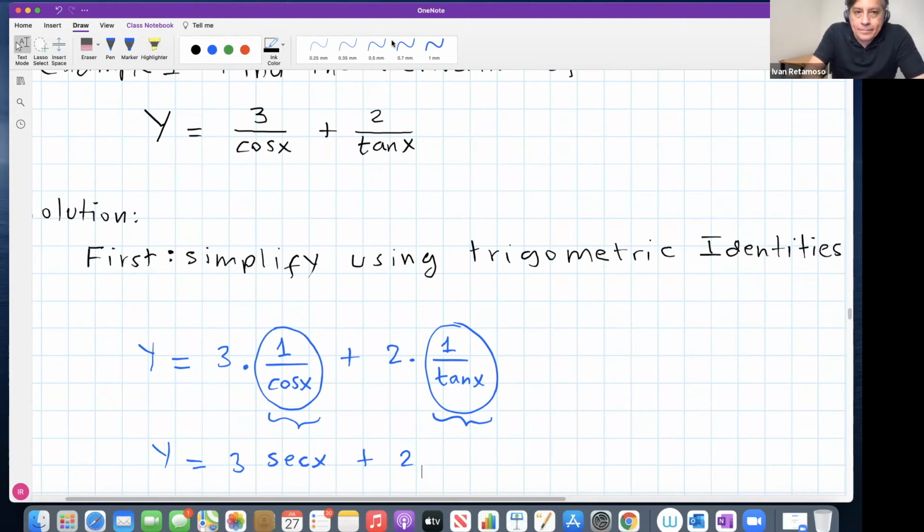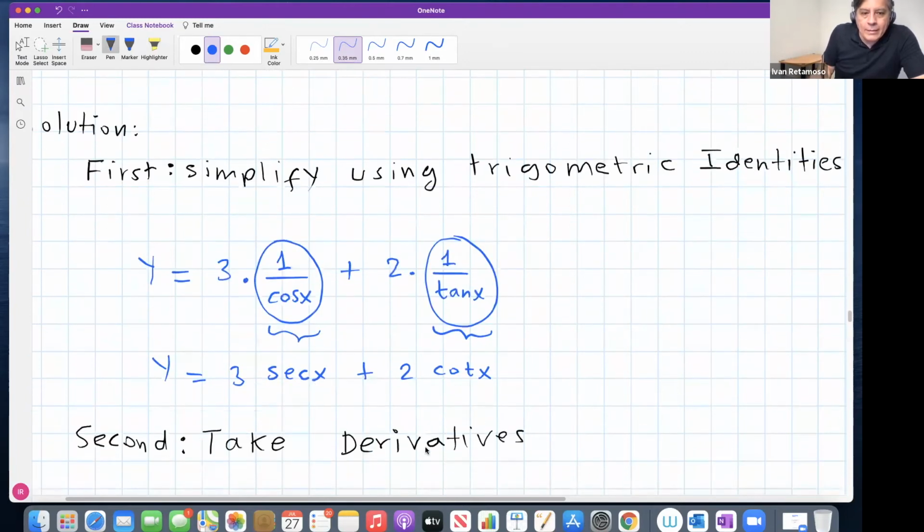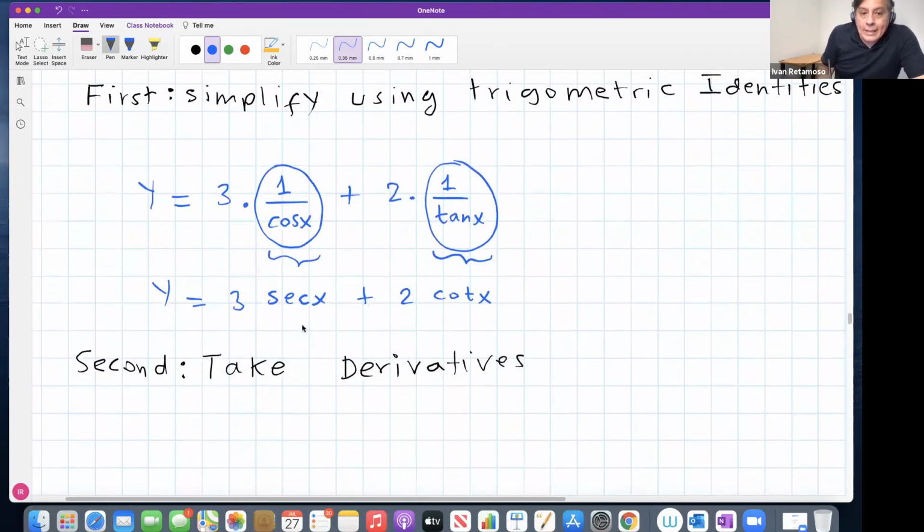What is that? Well, remember, tangent and cotangent are reciprocals of each other, right? So this 1 over tangent, using the trigonometric reciprocal identities, is cotangent of x. Professor, but then what have we gained? Well, notice that now I don't have fractions anymore, right? I just have secant and cotangent.